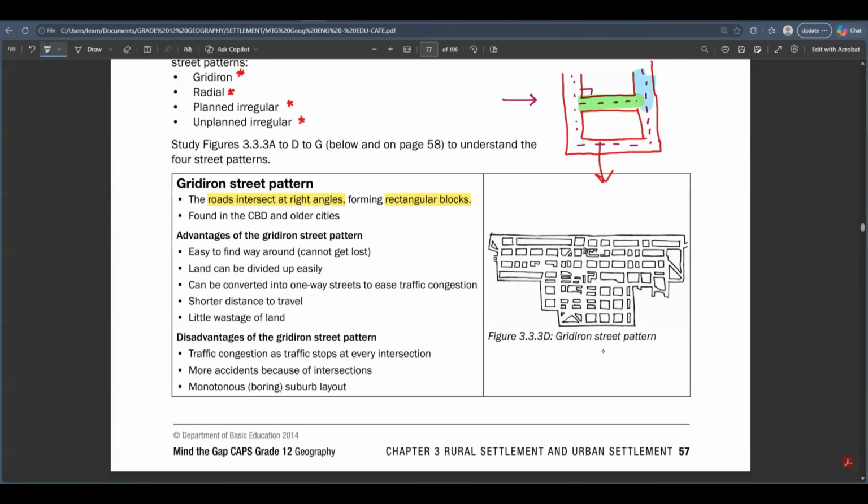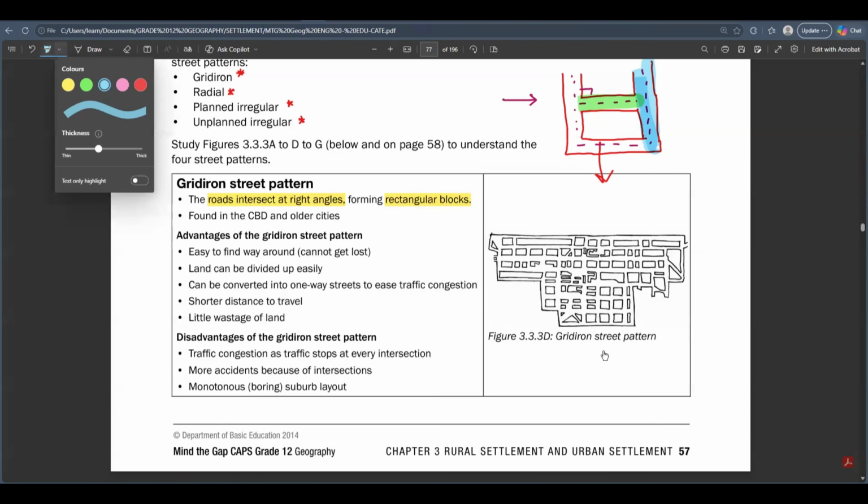So this is another road here. It intersects with another road in such a way that they've got an angle of 90 degrees, or you can say that they are perpendicular to one another. All right. So the intersection of the roads tells you that this is a grid iron street pattern.